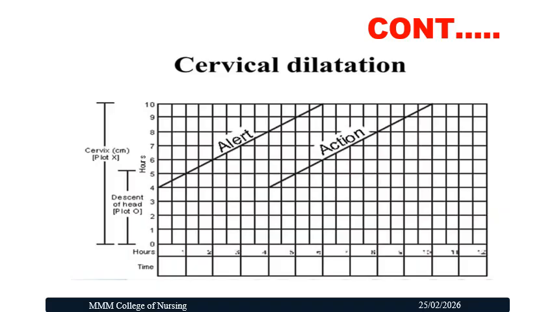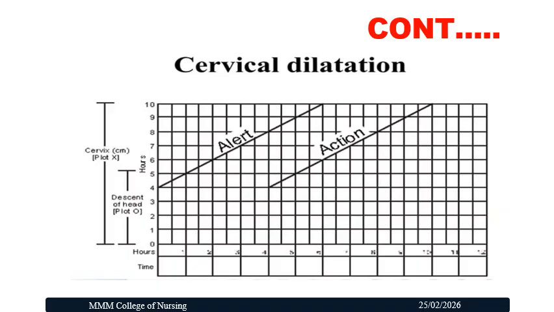So how it will be represented means -5, -4, -3, -2, -1, 0. 0 is a station at the level of ischial spine. Next followed by +1, +2, +3, +4, +5. So +1 is below the ischial spine. Okay, +4 and +5 and all rounding will be taking place.